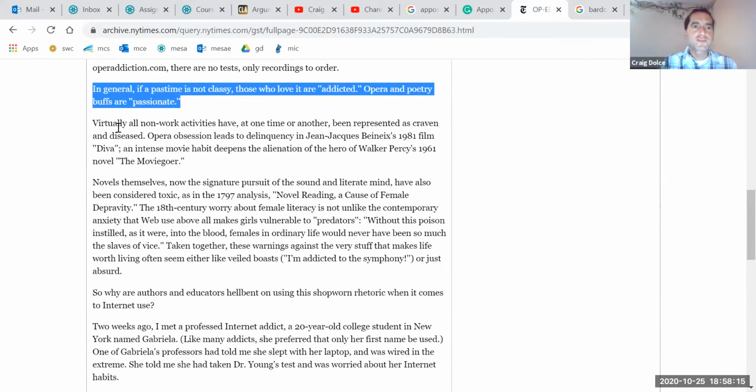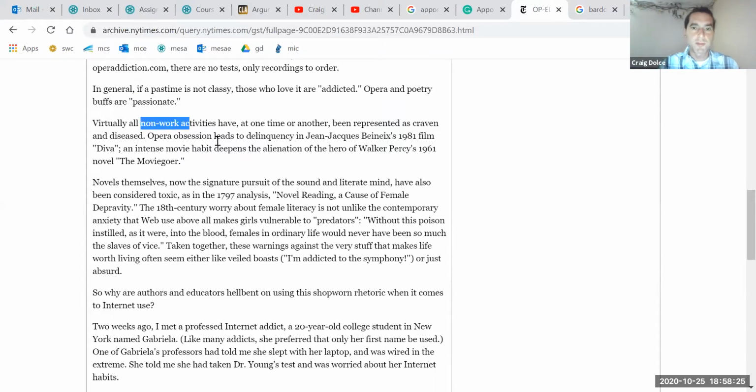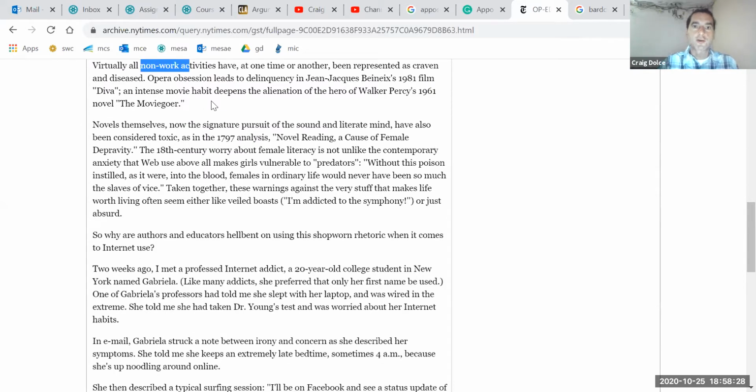Absolutely. She says virtually all non-work activities, she looks at it from a dialectical thinking perspective, at one time or another have been represented as craven and diseased, anything that doesn't relate to work, leisurely pastimes. She mentions Walker Percy's 1961 novel, The Moviegoer, which is a great novel if you're into that existentialist thought. And during winter break or summer break, you're looking for something to read, it's a really cool novel.